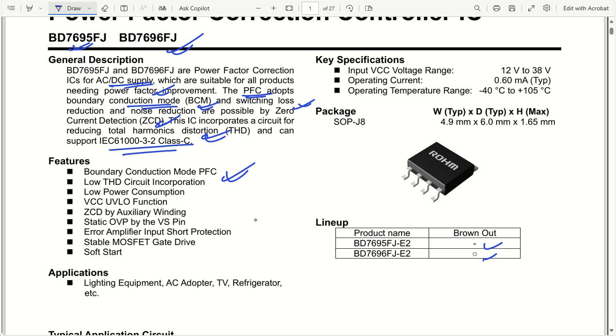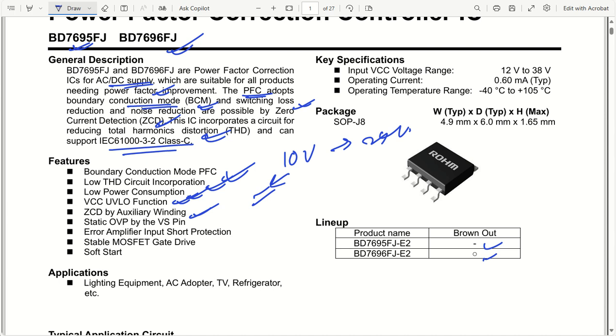Some of the basic features of this PFC controller IC: it has boundary conduction mode PFC, very low total harmonic distortion, and low power consumption. It has a VCC under voltage lockout function, that is the supply input voltage lockout function. So let us say your IC is supposed to work from 10 volt to 24 volt, then it will not work below 10 volt, that is under voltage lockout. It has ZCD by auxiliary winding, so we will have an auxiliary winding, and this is how it will work with zero cross detection.